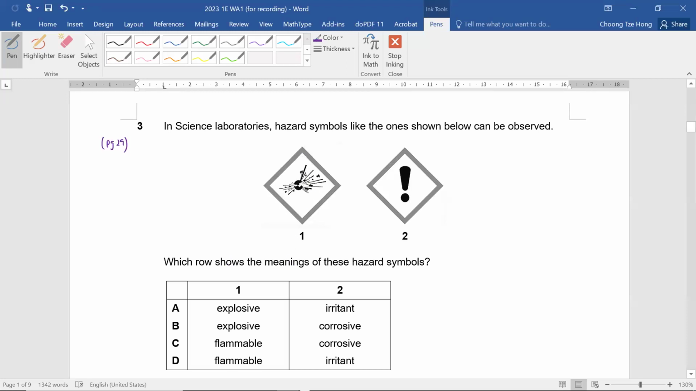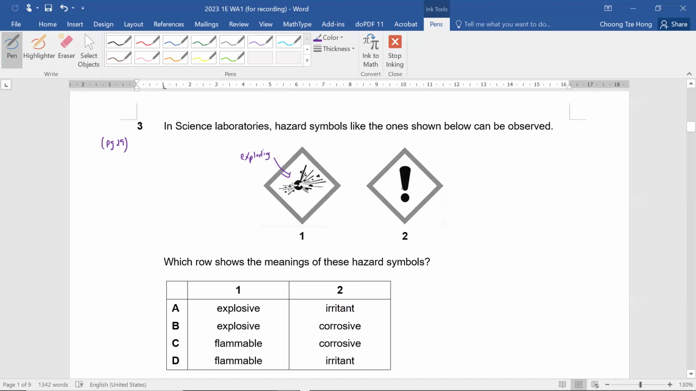Okay, this one you can take the clue from this. This one looks like something that is exploding, right? It looks like something exploding. So it's either A or B already. So it's the number 2, is it an irritant or corrosive? Corrosive would be the one whereby you have something spilling on your hand like that.